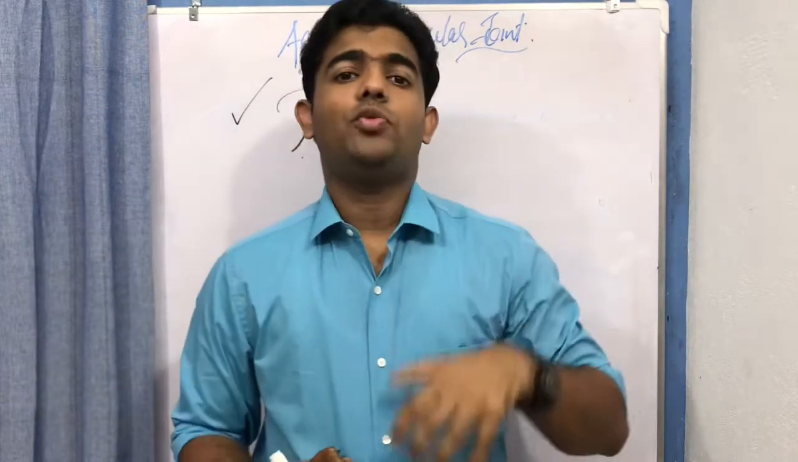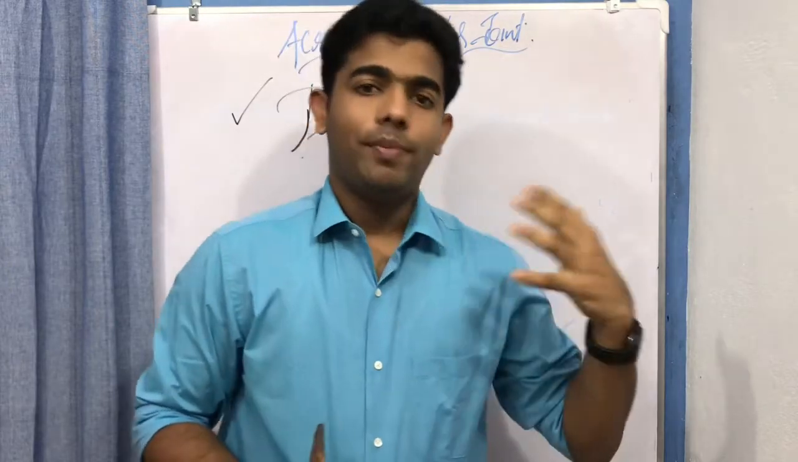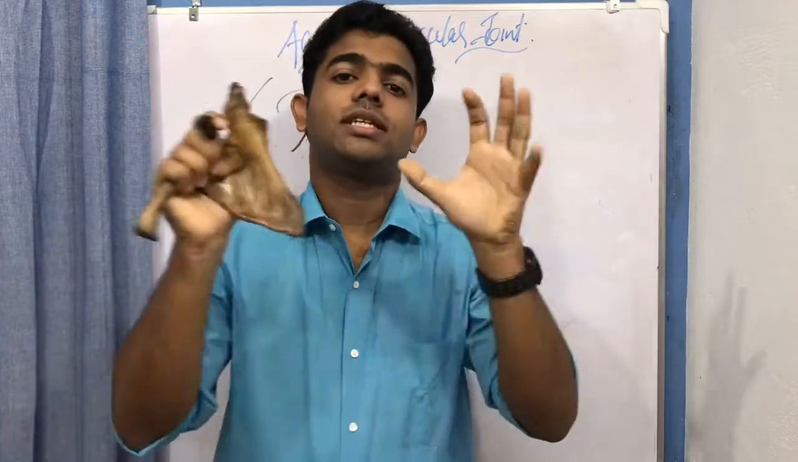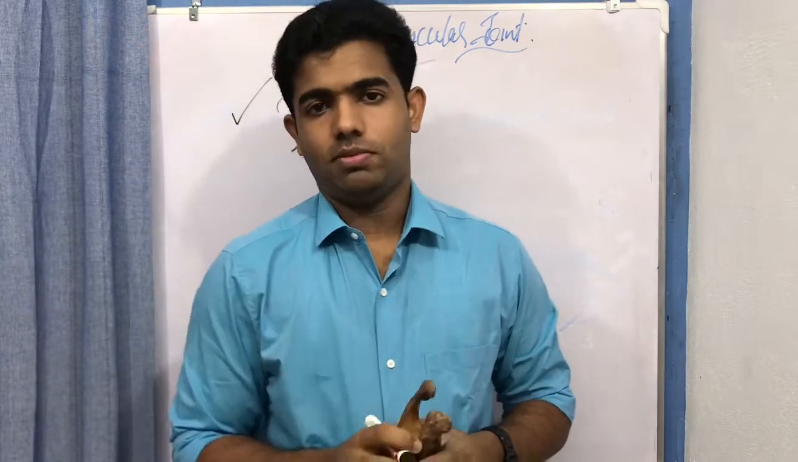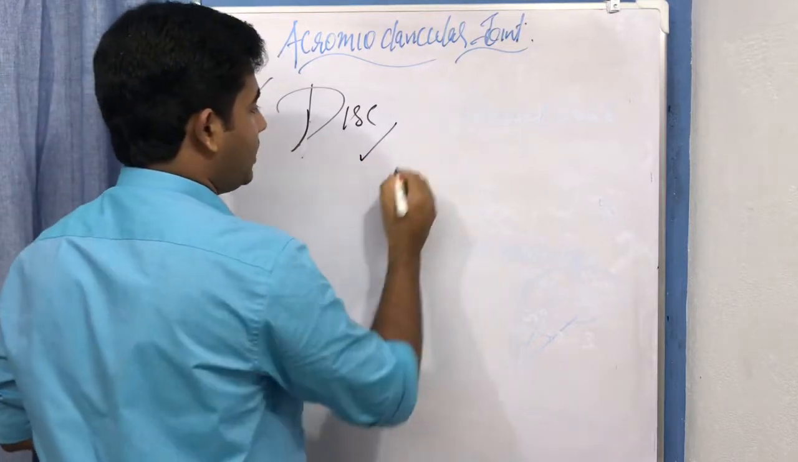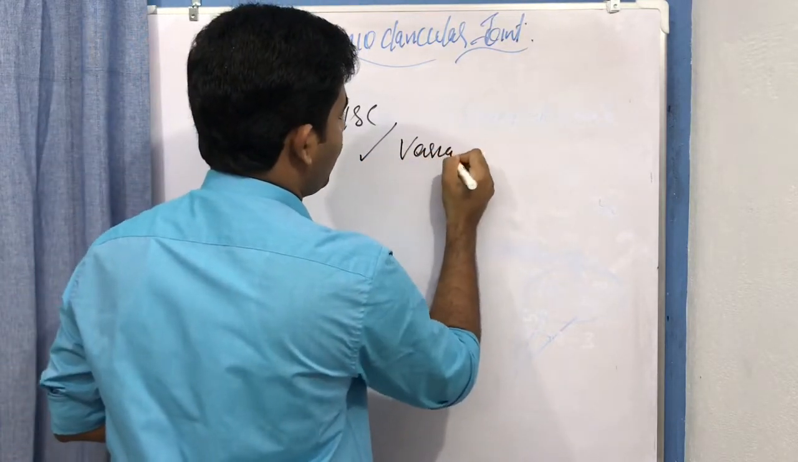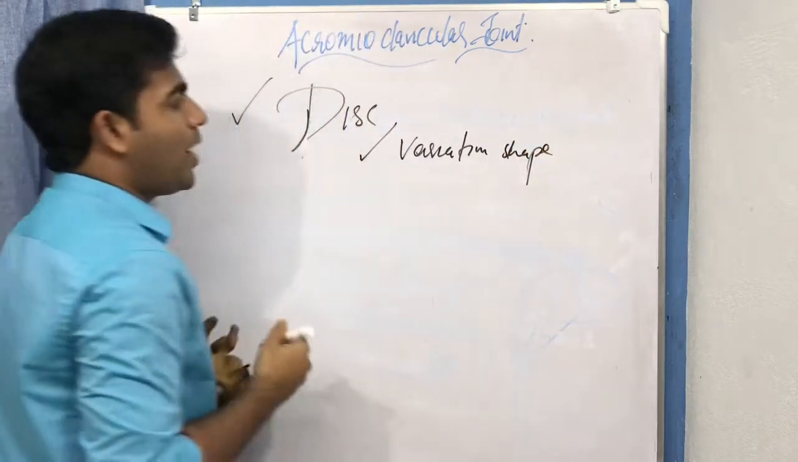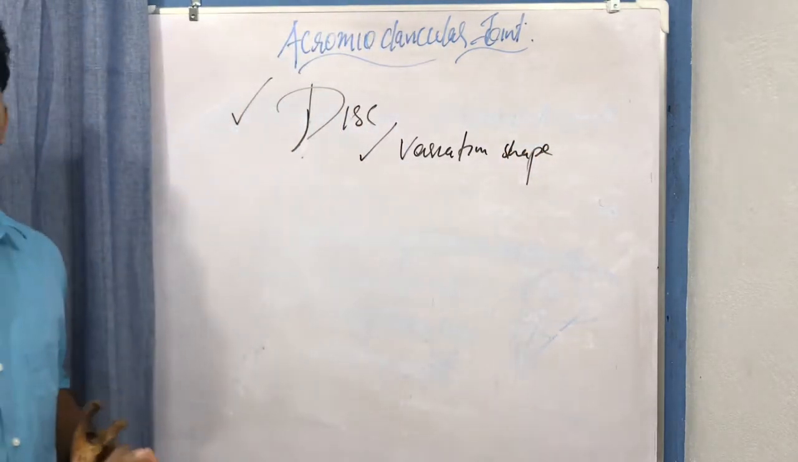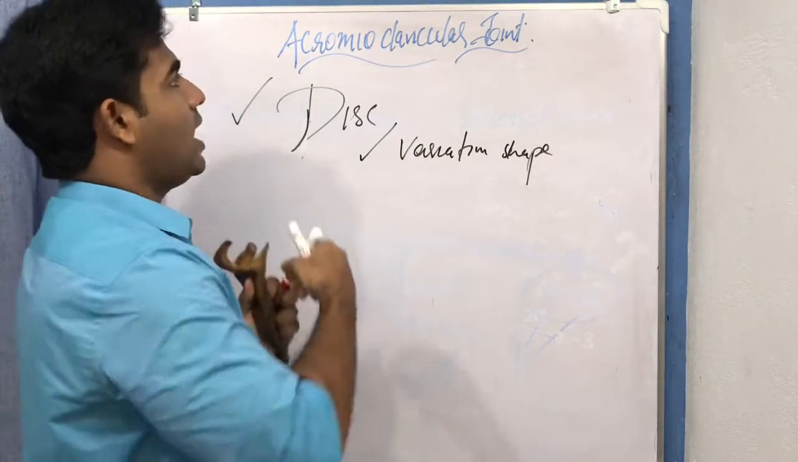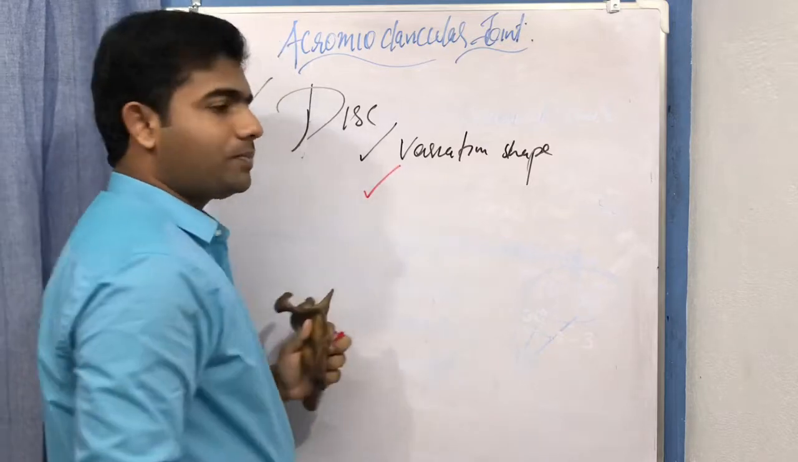That means the disc can vary in shape between ages as well as between two individuals. That is the acromioclavicular joint disc. It has a considerable variation in shape between different individuals. This is something that you need to remember about the acromioclavicular joint disc.